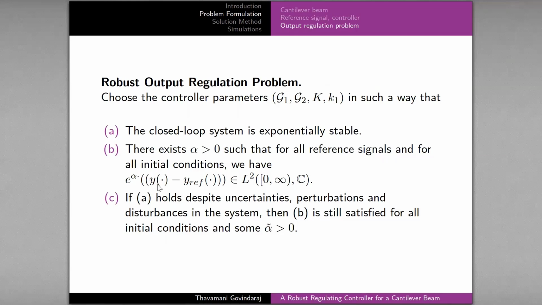this term containing the difference between the output and the reference signal belongs to the L2 space. And if the closed loop system is exponentially stable, despite uncertainties, perturbations, and disturbances in the system, then the tracking is still achieved for all initial conditions and some alpha tilde greater than 0.